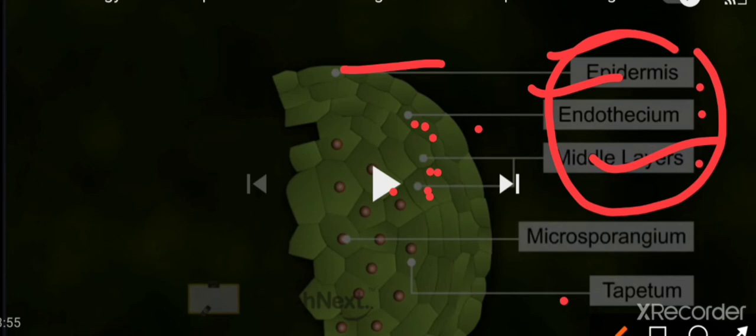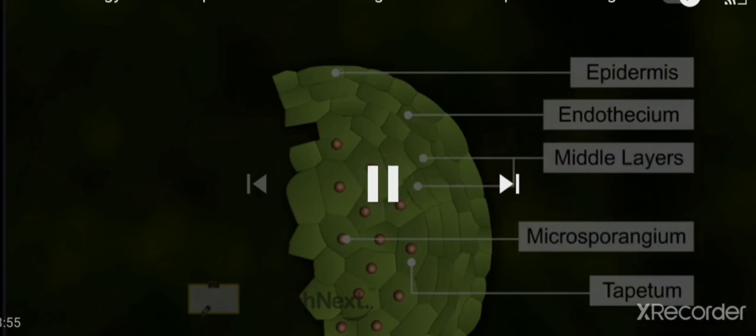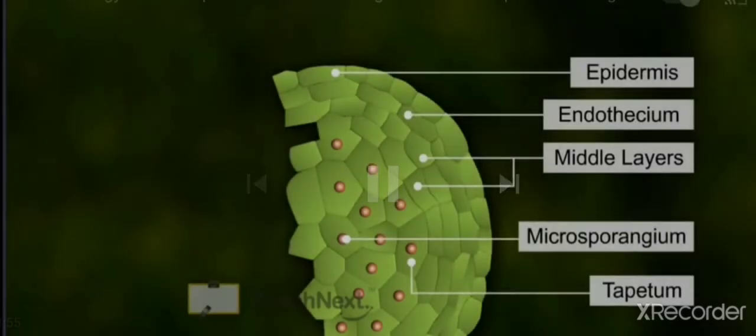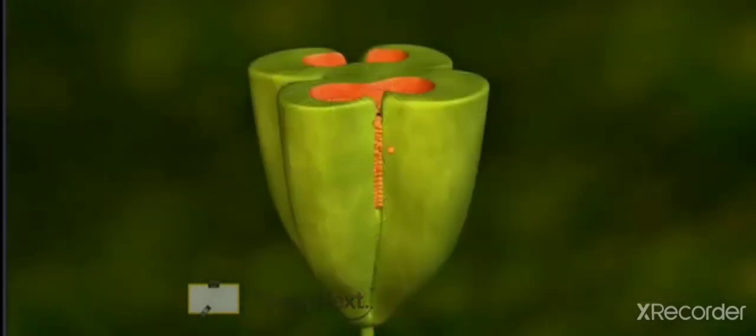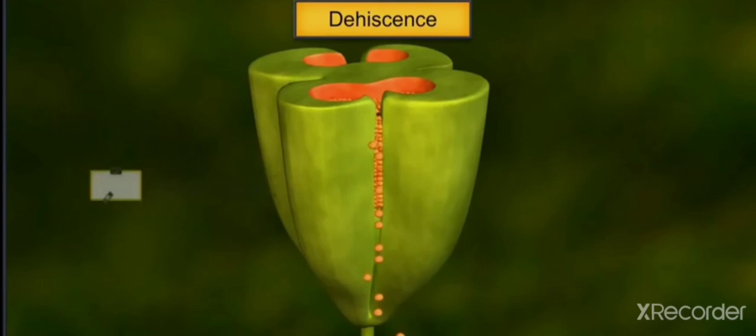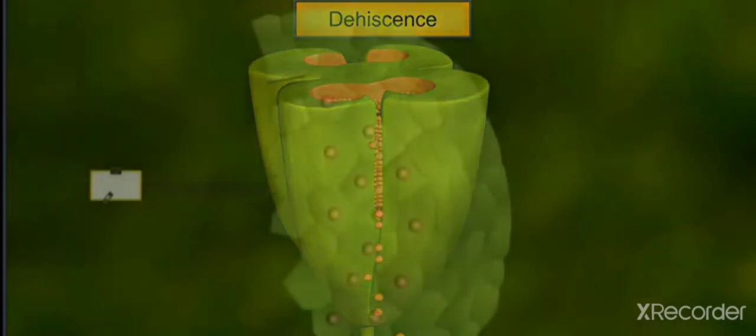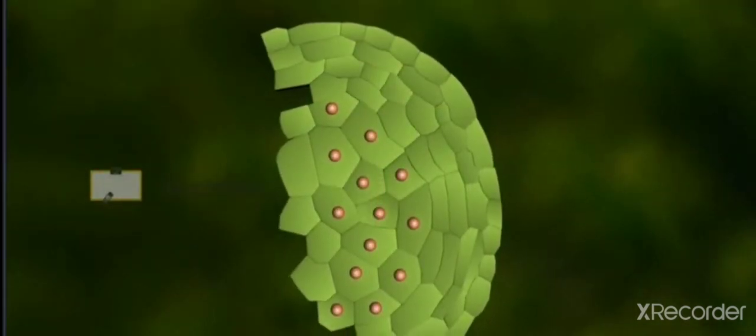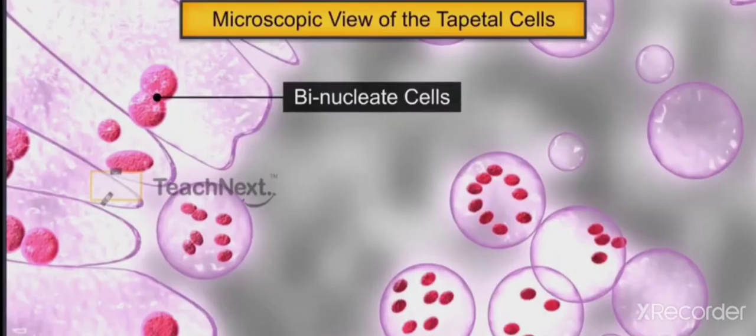Beneath the tapetum you can see the sporogenous tissues, isn't it? Let's discuss the function of the tapetum also. Here you can see the different layers. The first 3 layers we said, epidermis, endothelium and middle layer, help in the dehiscence of the anther, isn't it? Here you can see the anther, where the dehiscence of pollen grains takes place. Dehiscence of the anther takes place.